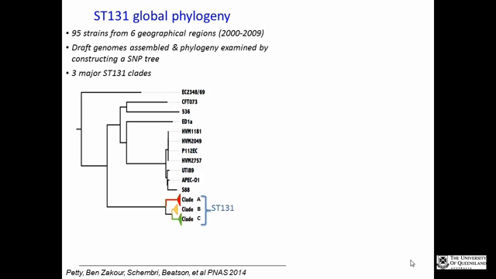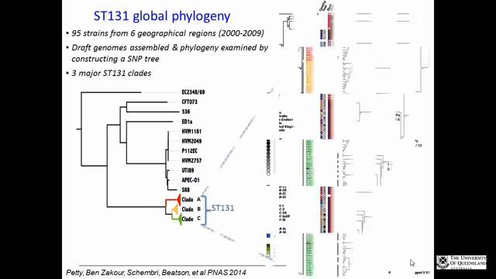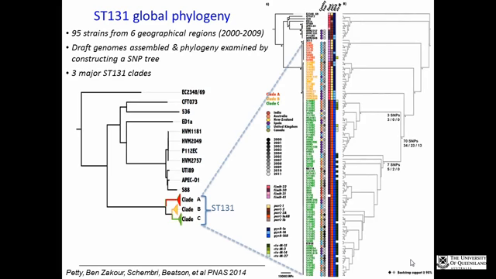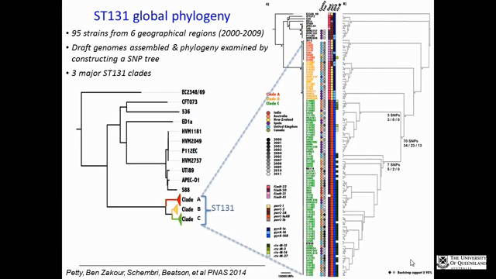What we identified were 3 major clades of ST131, as I've indicated here. You can see that they cluster separately from other uropathogenic E. coli strains, so they do have some differences in this respect. If I expand on this clade here, you can see that it's quite complex, and I just don't have time to go into too many details. I'll just point out the major things.